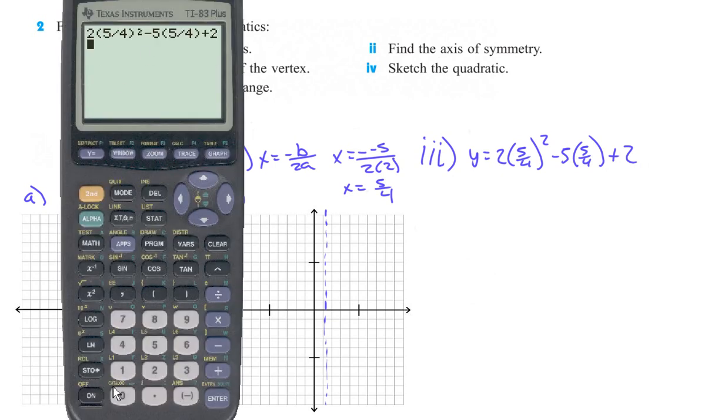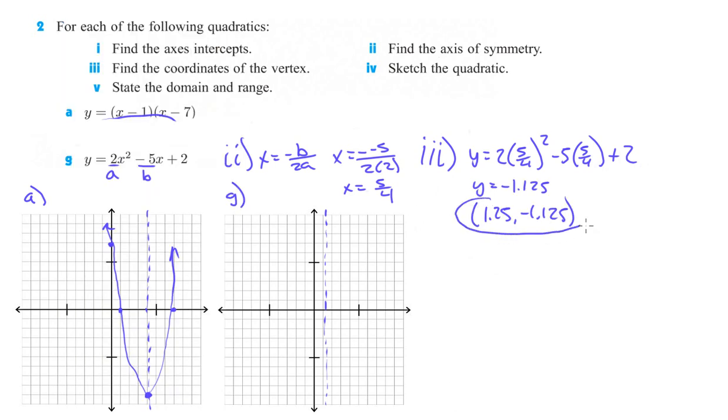Okay, here's this whole thing entered in. We push enter, negative 1.125. So nice, isn't it? Okay, so that gives us our vertex to be 5/4, which is 1.25, and negative 1.125, which is negative 9/8. Okay, let's see. So that is this 1.125 and negative 1.125. So that's about right there is our vertex. We still probably need to go back and find the axes intercepts as well. So that's going to be part 1 here.